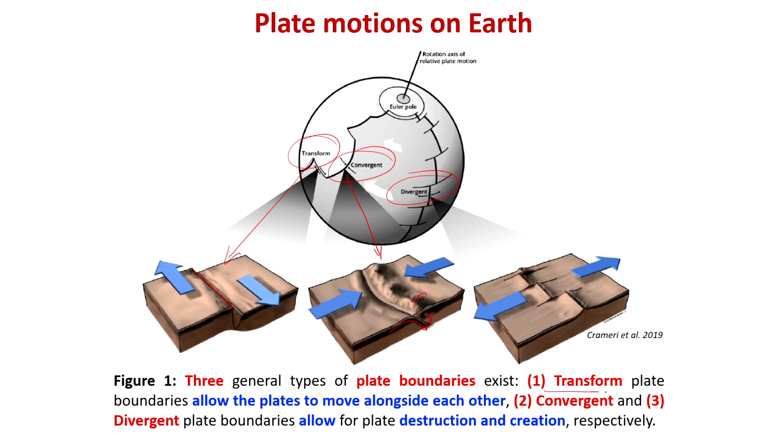One, you have the transform plates. Okay. Boundaries allow the plates to move alongside each other. Convergent plate boundaries and divergent plate boundaries allow plate destruction and creation respectively. Okay. So, this is the creation, and this one is the destruction of the plate.